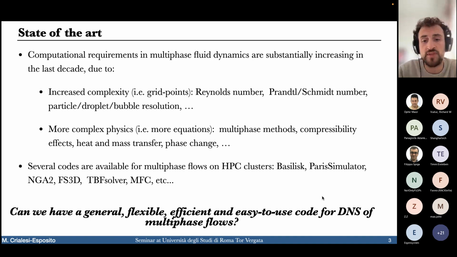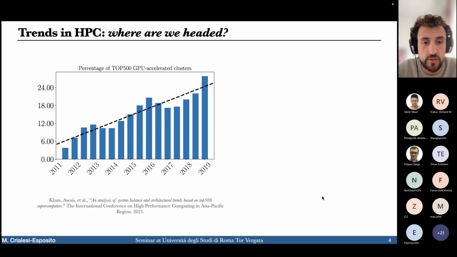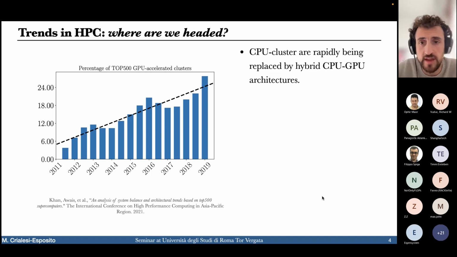There are many of them, but the problem is that some of these codes are not general enough or flexible enough to accommodate many physical modules. And there's also another point which makes some of these codes less appealing, and that is GPU acceleration. As you all know, GPUs have seen huge growth in the last decades, or two decades, I would say. And they are starting to rapidly replace the canonical CPU clusters. At least in Europe, we see a huge incremental increase in the GPU clusters.